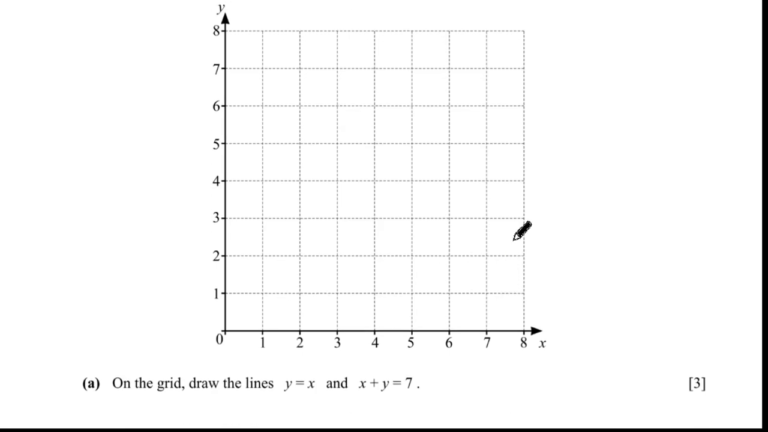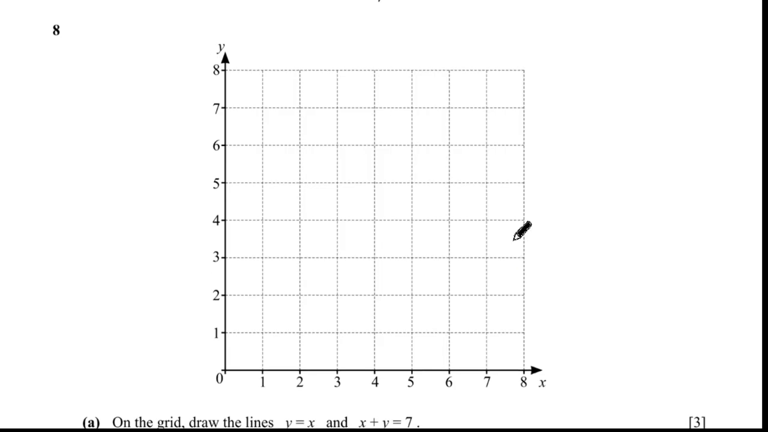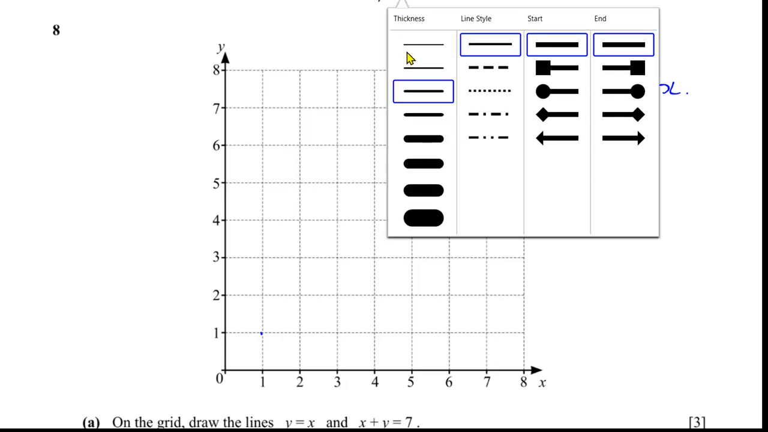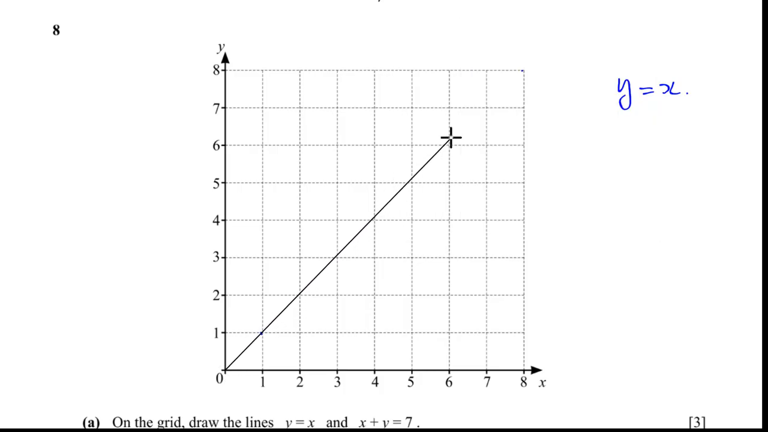So part A says, on the grid, draw the lines y equals x and x plus y equals 7. So this is to do with straight line graphs. If you want to draw the line y equals x, that's pretty simple. This is a very, very easy line to draw. We know that the x and y values will always be the same. So when x is 1, y is 1. When x is 0, y is 0. When x is 8, y is 8. It's just going to be a diagonal line which goes through all the points where the x and y values are the same. So it's going to go like this. That's the line y equals x.